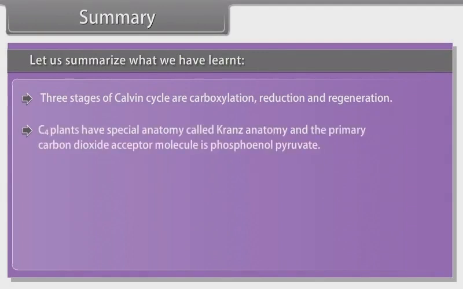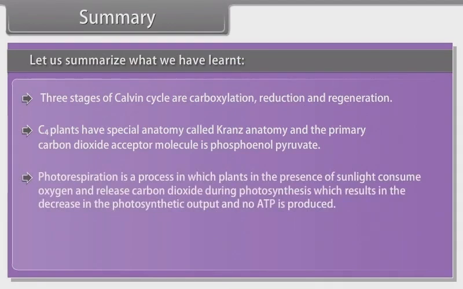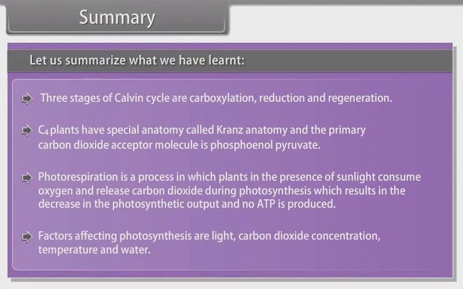C4 plants have a special anatomy called Kranz anatomy, and the primary carbon dioxide acceptor molecule is phosphoenol pyruvate. Photorespiration is a process in which plants in the presence of sunlight consume oxygen and release carbon dioxide during photosynthesis, which results in a decrease in the photosynthetic output, and no ATP is produced. Factors affecting photosynthesis are light, carbon dioxide concentration, temperature, and water.